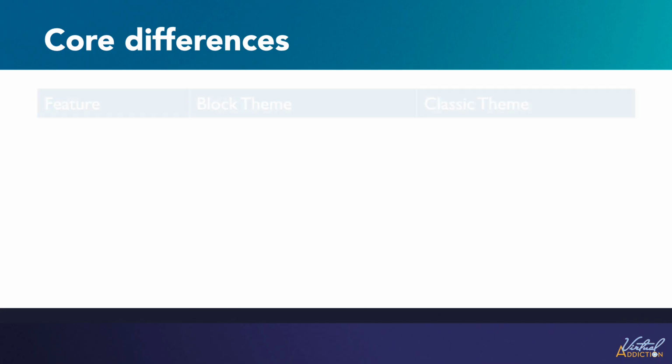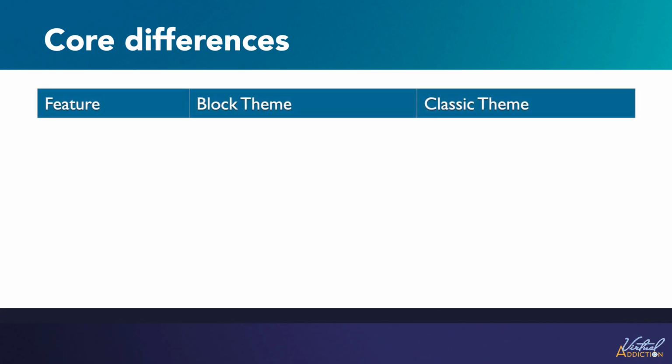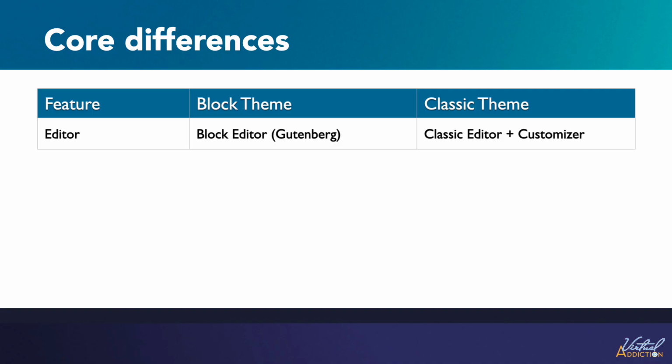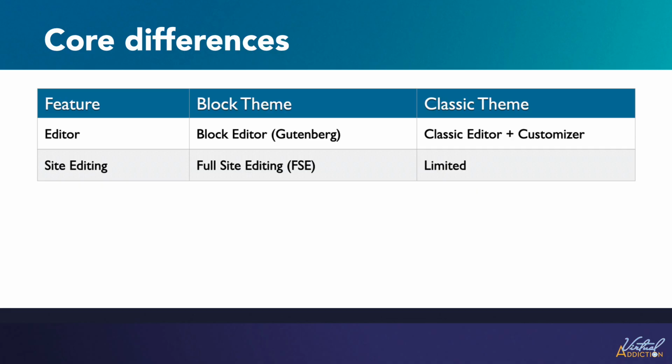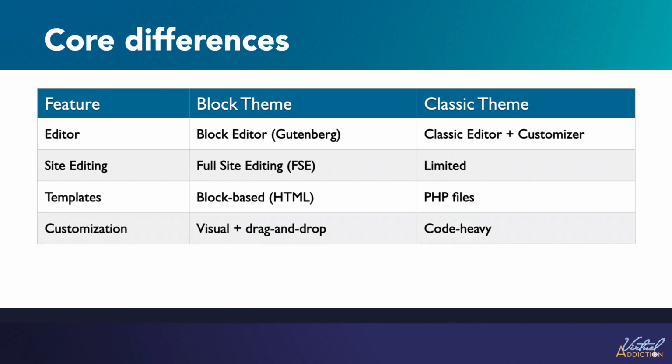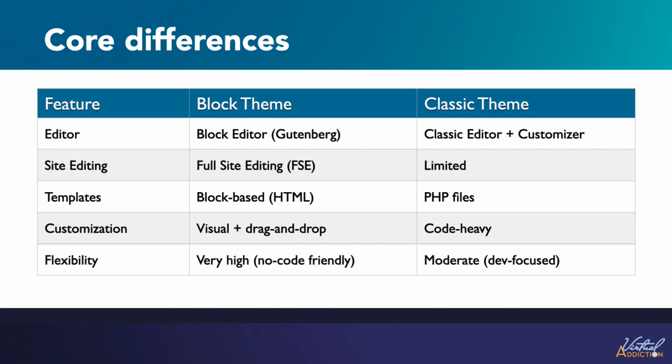Here's a quick comparison. Block themes use the Gutenberg editor, while classic themes use the classic editor and customizer. Block themes allow full site editing, and classic themes are more limited. Block templates are HTML based. Classic templates use PHP. Customization in block themes is visual and drag and drop, while classic themes often require code. Block themes are highly flexible and beginner-friendly, while classic themes are more developer-focused. This is really the core distinction between modern and traditional WordPress.